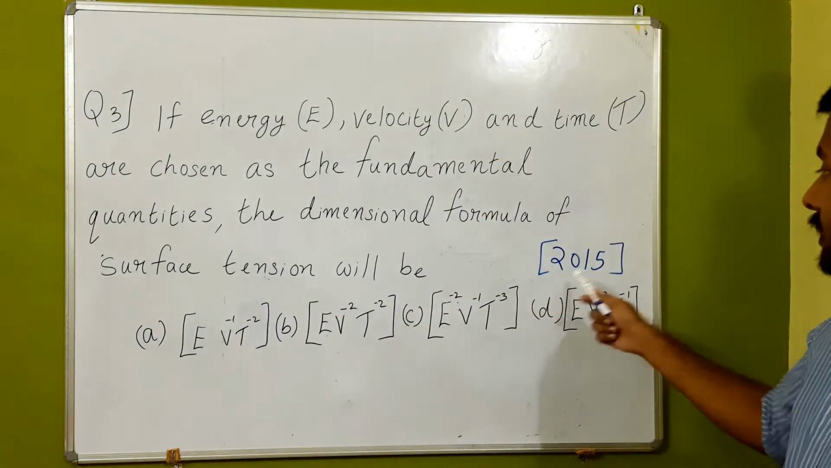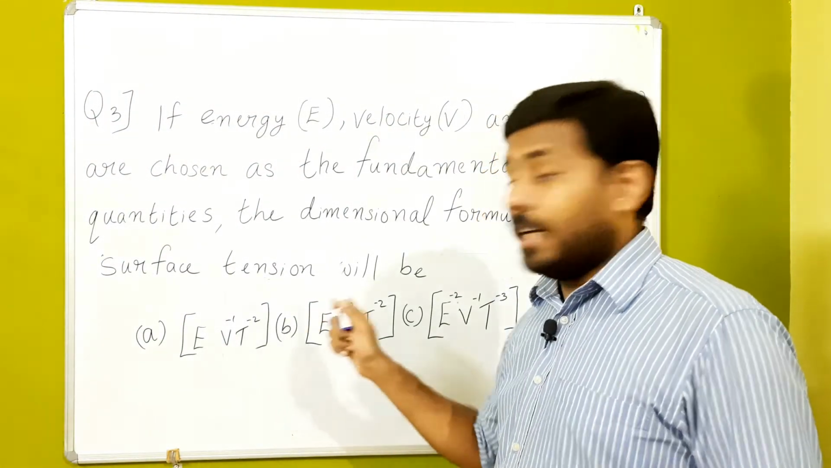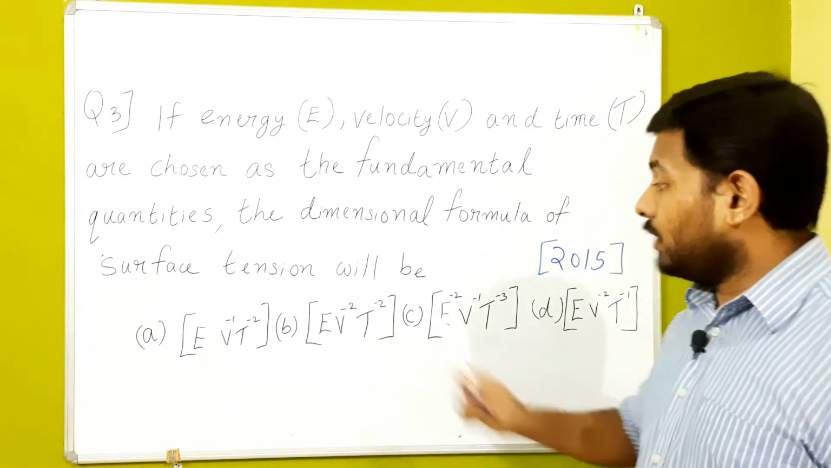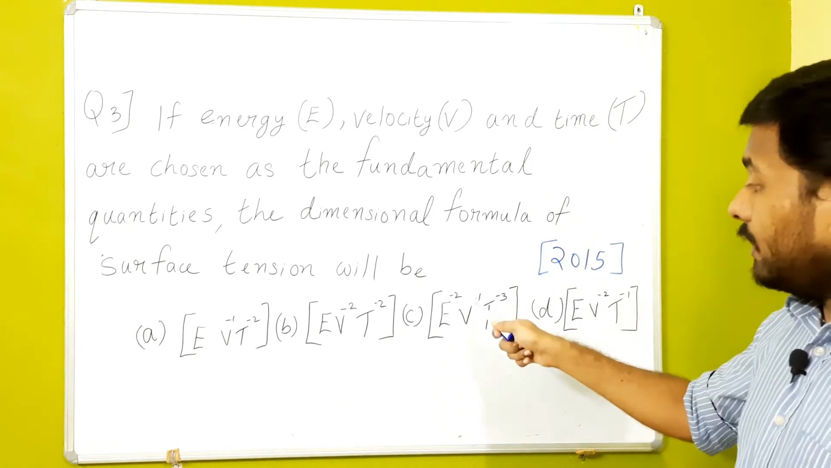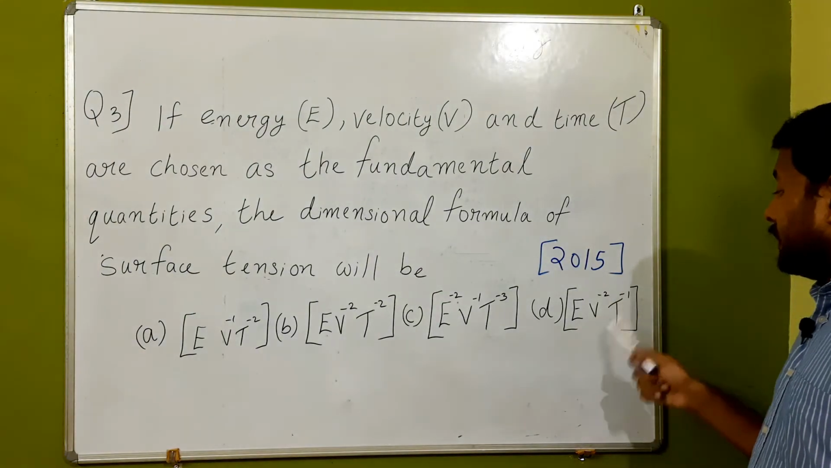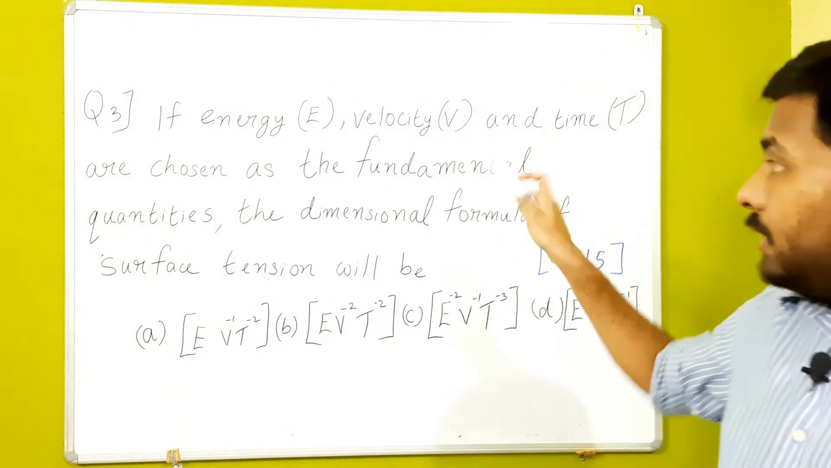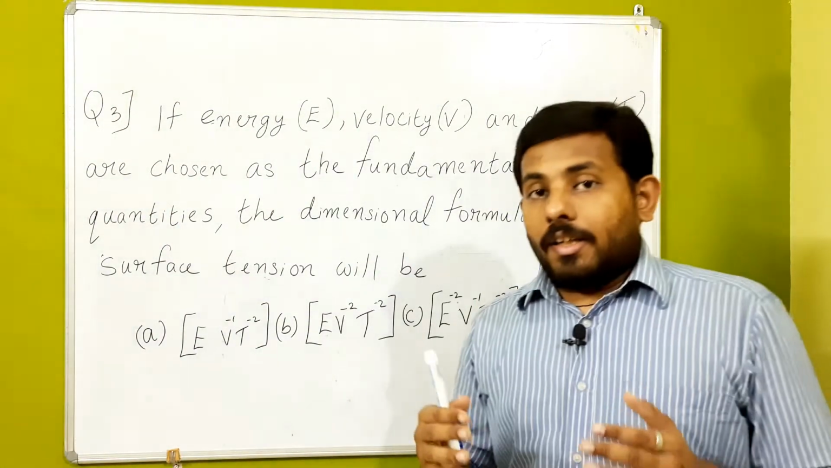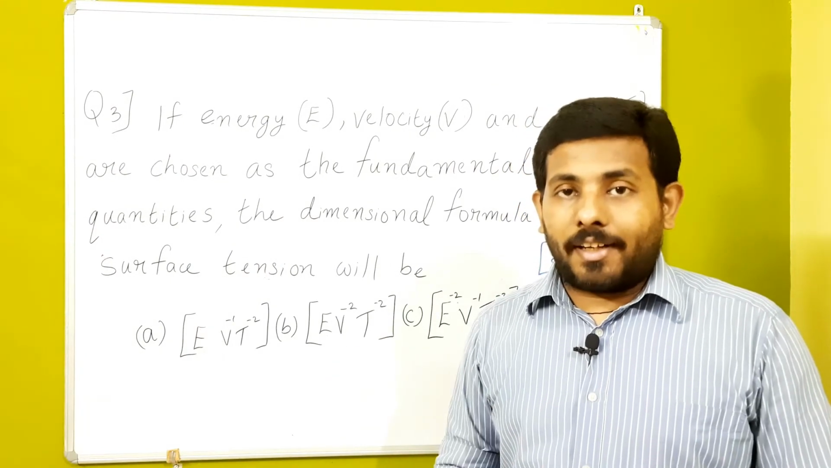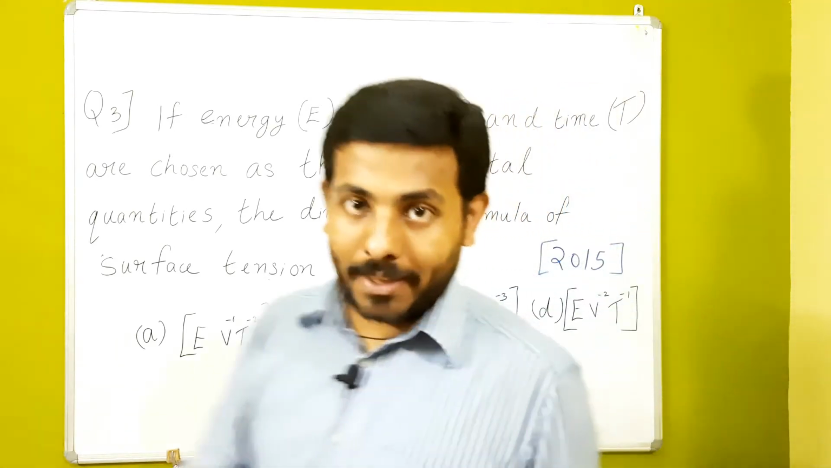So this is asked in 2015 and the options are: A, E v raised to minus 1, t raised to minus 2. Option B is E v raised to minus 2, t raised to minus 2. C is E raised to minus 2, v raised to minus 1, t raised to minus 3. And D is E v raised to minus 2, t raised to minus 1. Okay. So take down the question and try to do the question by yourself. And if not, we can do it together. Okay. So take down and try it. Okay.